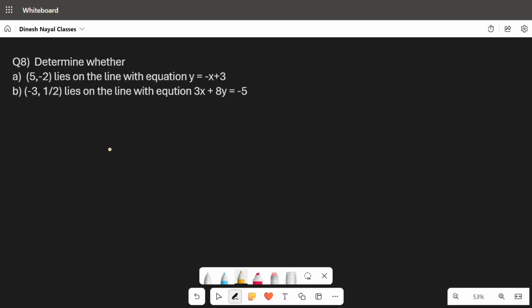Now question 8 is, you have to find whether this point (5, -2) lies on the line with the equation y equals minus x plus 3. So basically what we will do is substitute this point (5, -2) into the line y equals minus x plus 3. See, what's the value of x? x is 5 here, y is minus 2. So if we substitute the value of x, you should get y as minus 2.